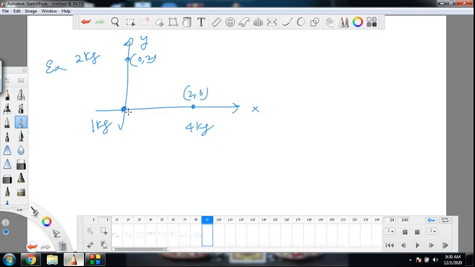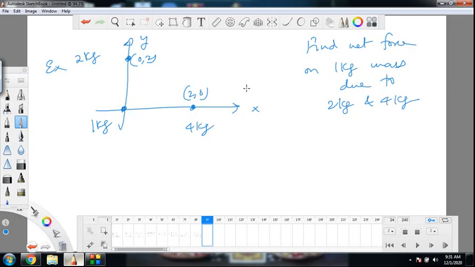And right now somebody is holding these masses, let us say, so that they don't come closer. We have to find the net force on the 1 kg mass due to 2 kg and 4 kg. So here what I want to lay stress on is the vector nature of force.